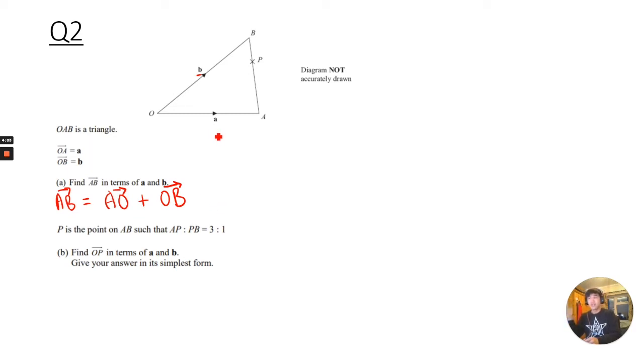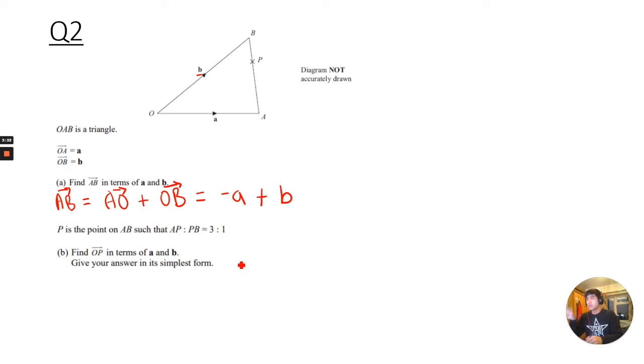So O to A is given in the question, but we're going against that direction, so we're taking it to be negative A. Because O to A is positive, but we're going in the other direction, so we're taking it to be negative. And then we can go from O to B, and it's just going to be plus the vector B. That's the first part done.